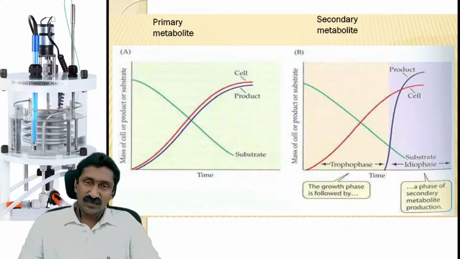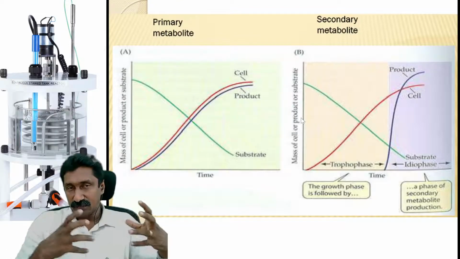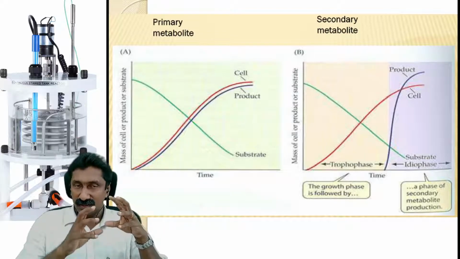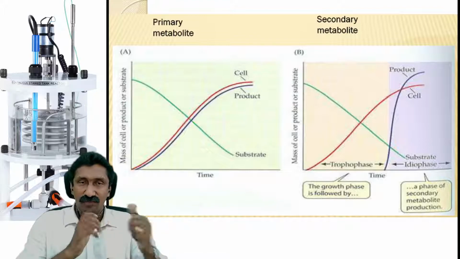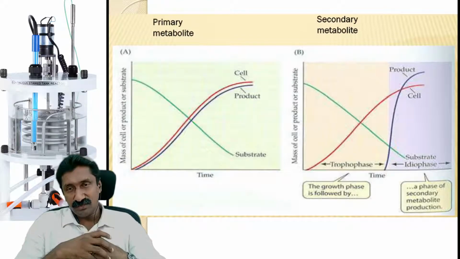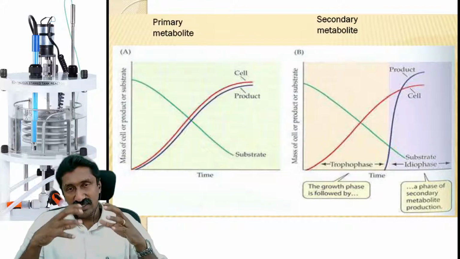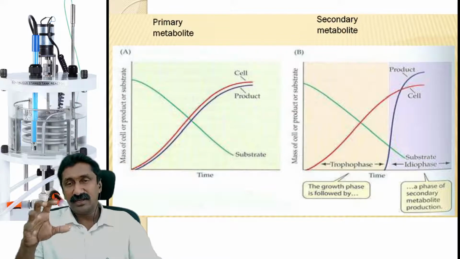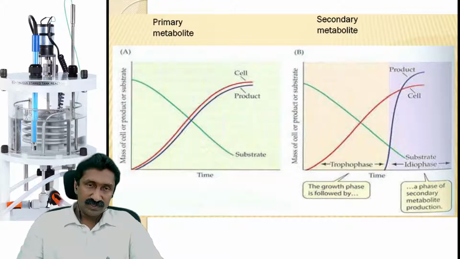So based on the product requirement, if it is a primary metabolite like ethanol, you have to ensure that your growth phase remains in the trophophase. Or if you are looking for penicillin or some other secondary metabolite, you have to design the growth conditions in such a way that it is maintained at the idiophase. Then only you can achieve the maximum production. So this is the concept.